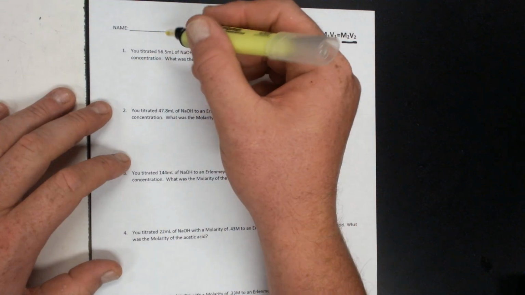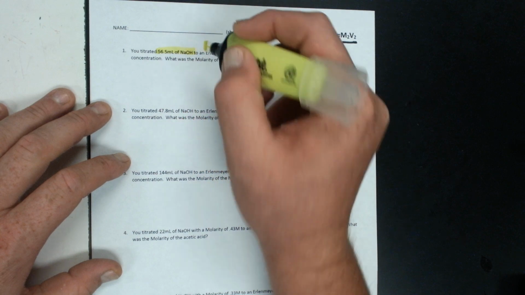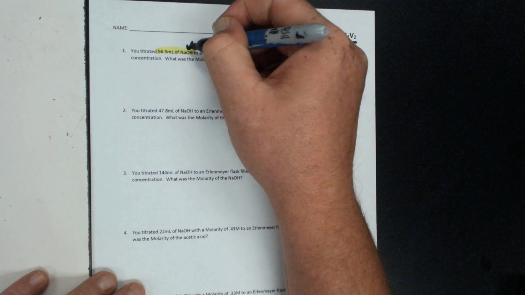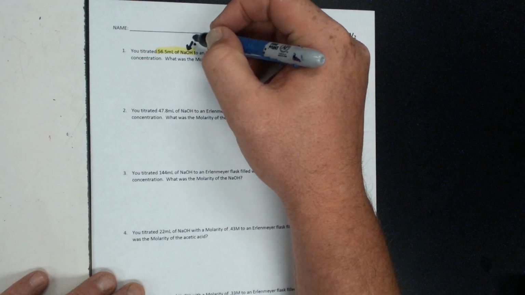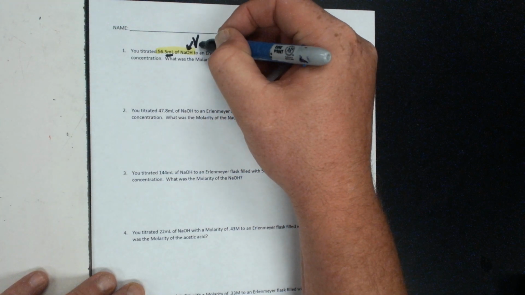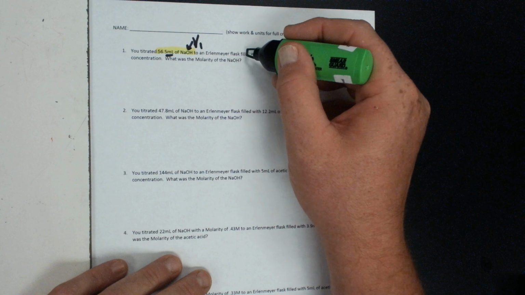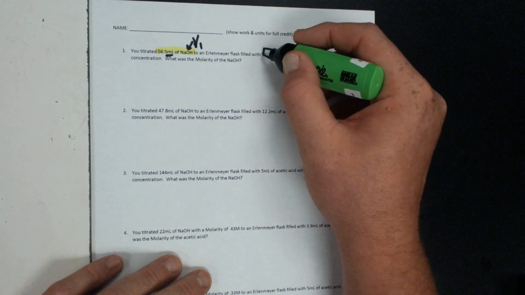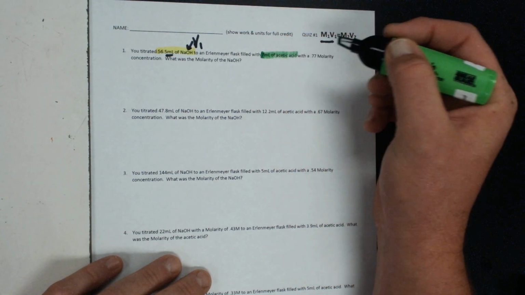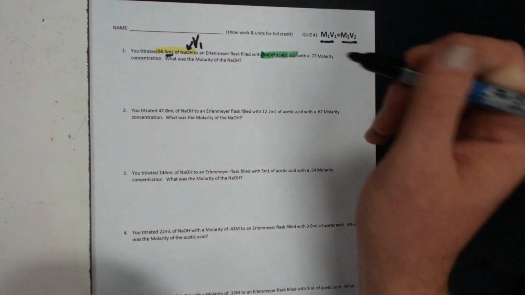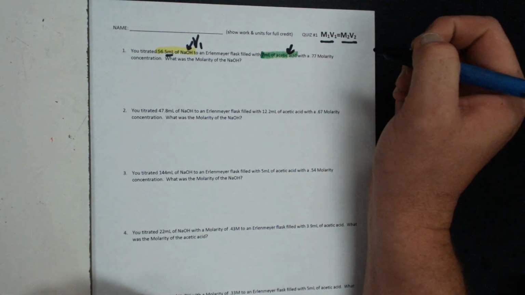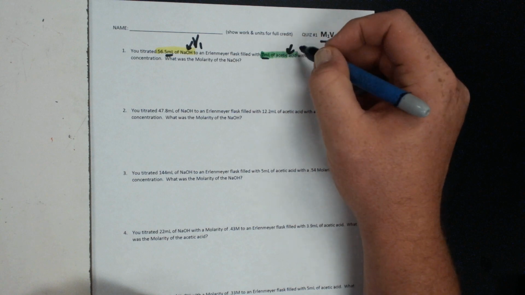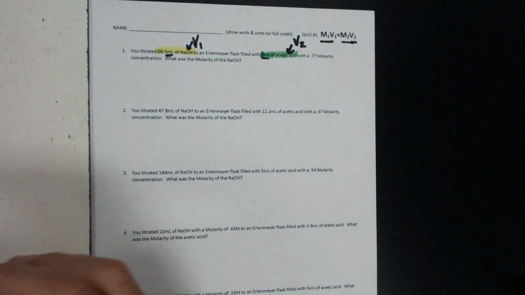So here we titrated 56 milliliters of NaOH. This is the first thing I came across. So we're going to say NaOH, this is a volume. So we'll say this is going to be solution 1. That is the volume of solution 1. Keep reading, then we come across, okay, an Erlenmeyer flask filled with 7 milliliters of acetic acid. So this is the second thing we come across. So we're going to say this is solution 2. This is a volume as well, so this is V2.